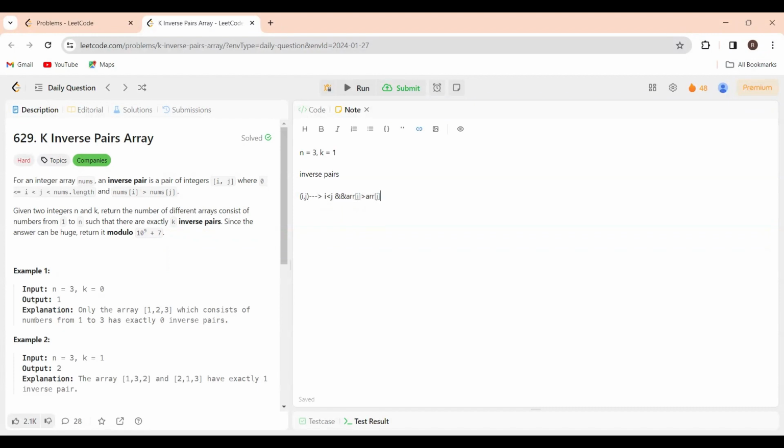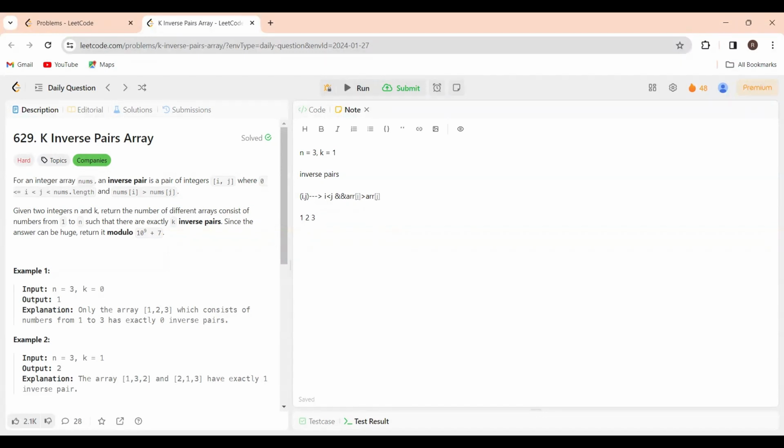So we have to form an array with integers 1 to n. Here n is given as 3, so we need to form a length 3 array with elements 1 to 3. We need to form an array such that there exist exactly k pairs.